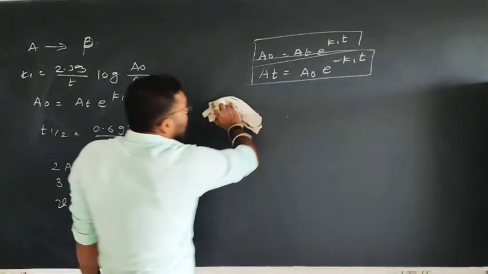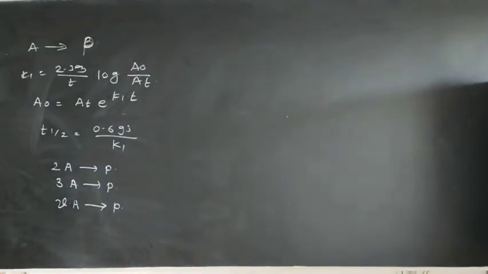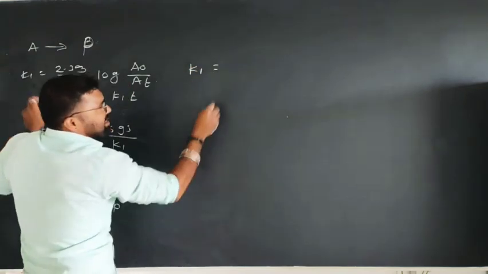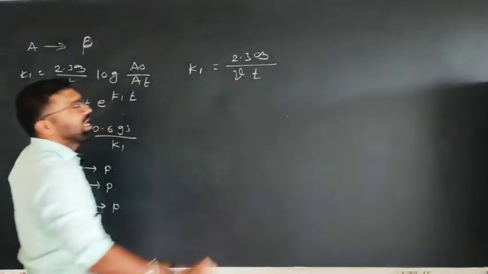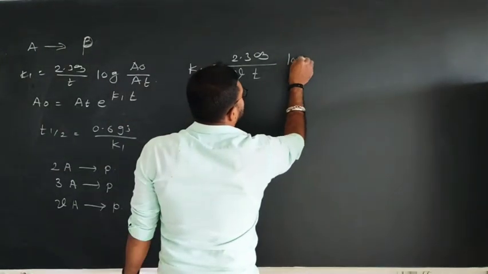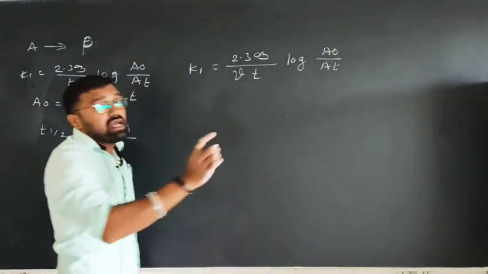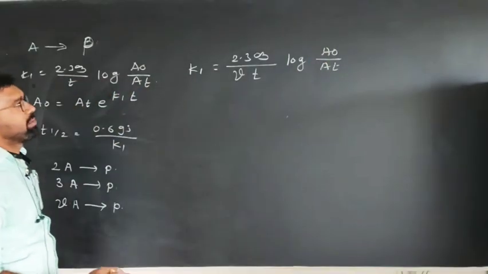Then if a different stoichiometry is given, what will you change in the reaction, sorry, in the rate constant? Nothing. Just look: K1 as it is, 2.303 as it is, t as it is. Only before t, what do you write? The stoichiometry. Any stoichiometry: log to the base 10 as it is, A0 as it is, At as it is, or a upon a minus x, no problem.